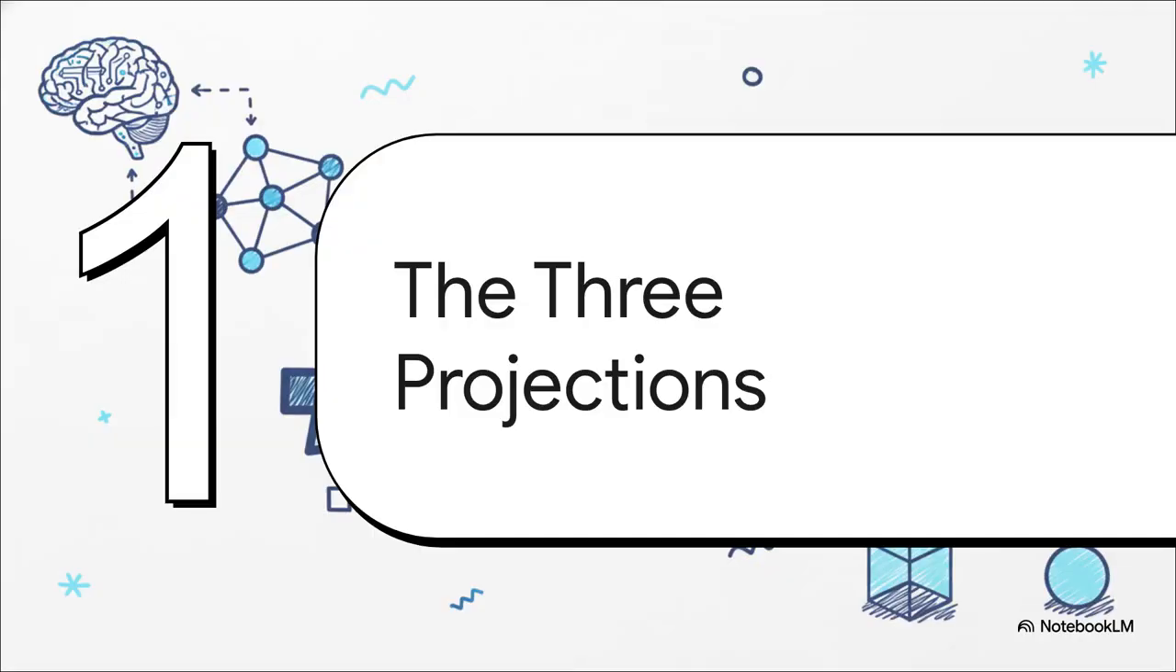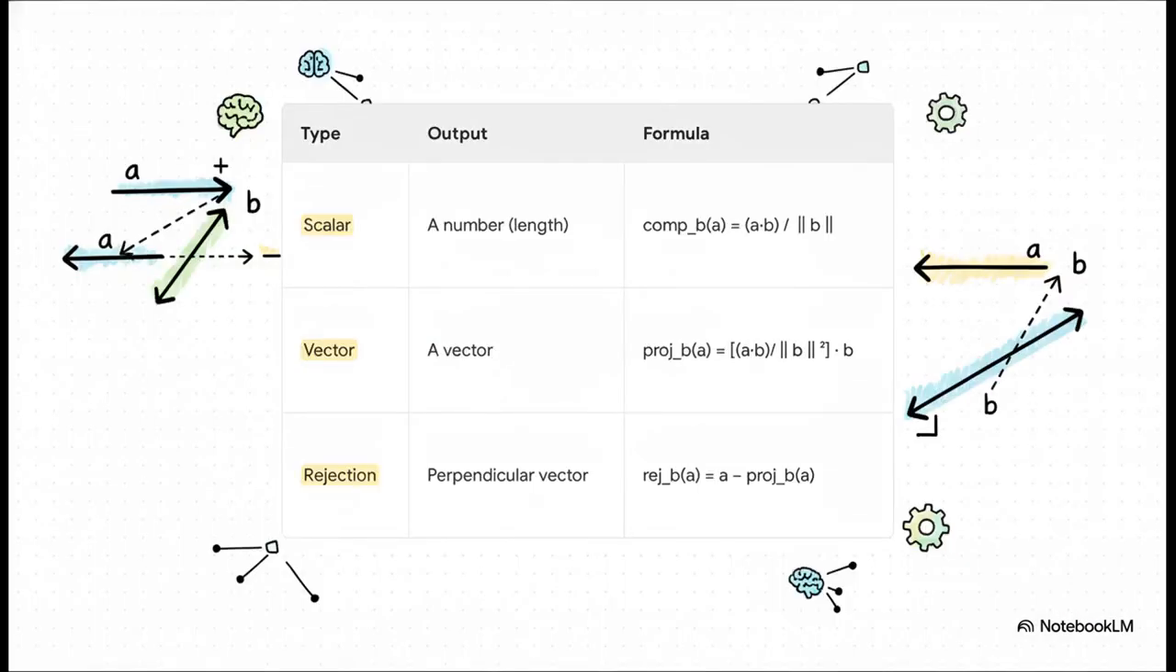Okay, so how do we actually calculate these components? Well, for that, we need a little toolbox with three key formulas. Here's our toolkit. First up, the scalar projection. This one just gives you a number. It's basically asking, how long is the shadow? It can be positive or negative depending on which way it's pointing.